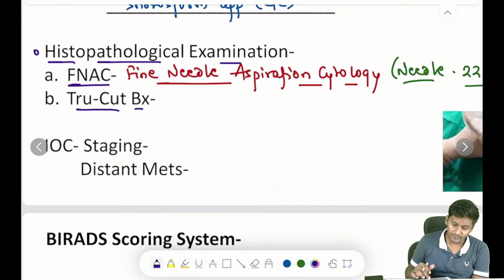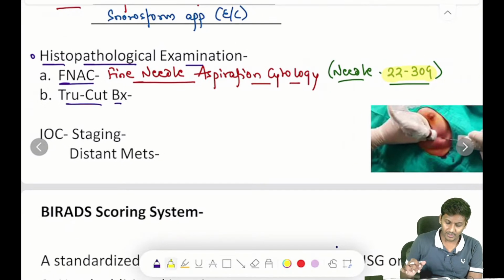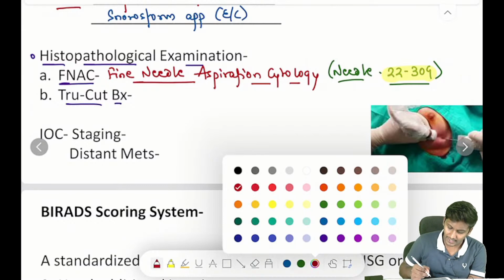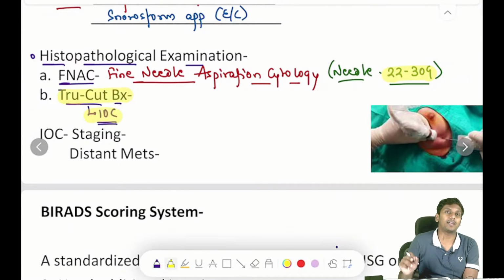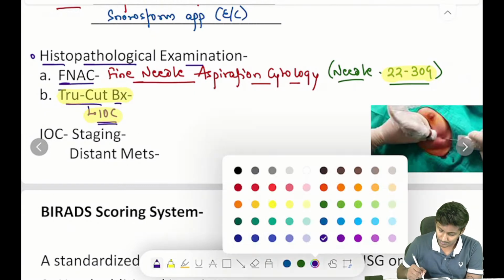Next important is the true cut biopsy. As I've told you, true cut biopsy is the single best investigation for diagnosis of breast cancer. It is the investigation of choice, and that has to be remembered. Investigation of choice for breast cancer, mark it as the single best answer. The answer has to be a true cut biopsy usually.